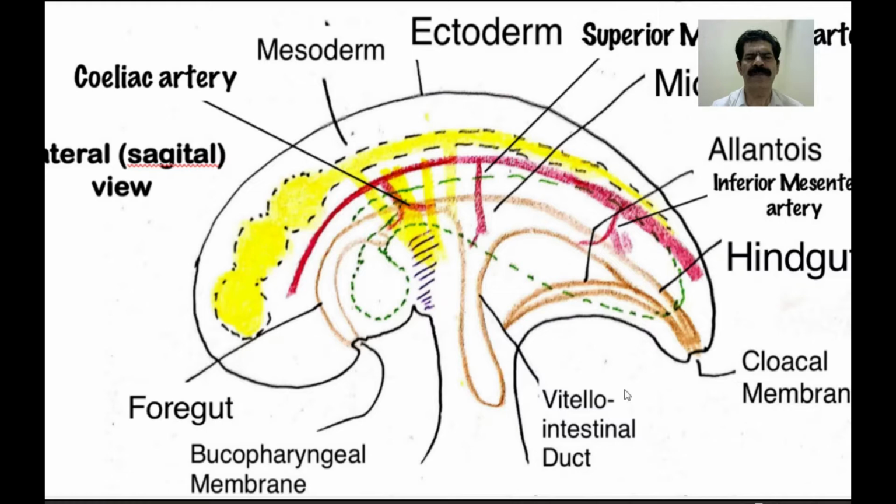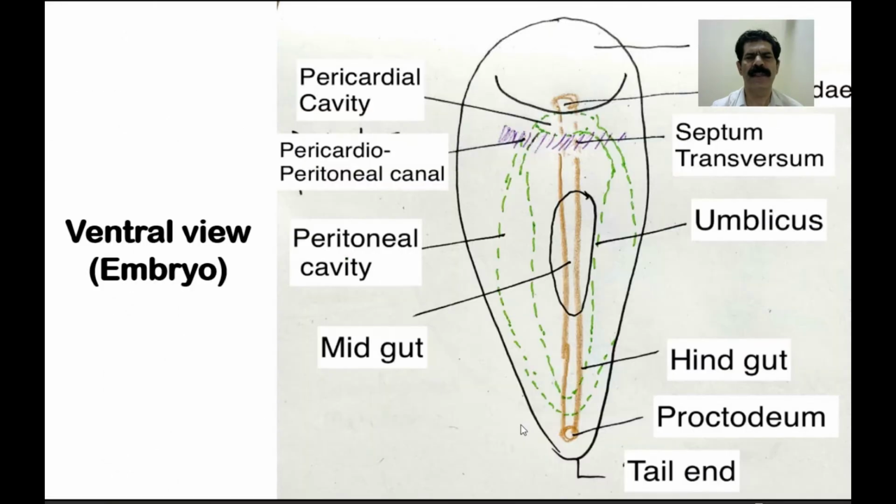And when we see it from below, this is the inferior view. So this is the inferior view or the ventral view of the same embryo seen from the lower side. So this is the primitive gut from the stomatodeum to the proctodeum, divisible into the foregut, midgut, and the hindgut parts.